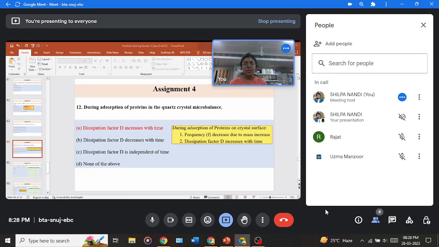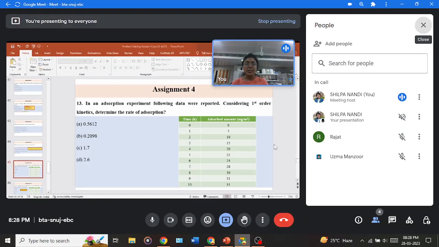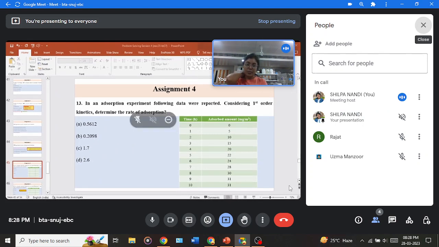Fine. We will move on to our next question, that is question number 13. This is probably a numerical. I usually keep all the last questions numerical. We have half an hour left. We will go through a few of the numericals.